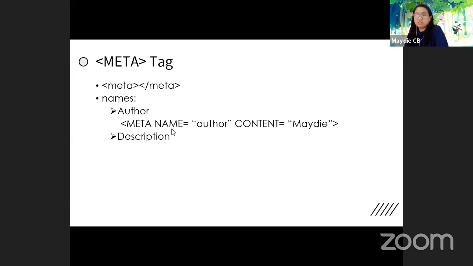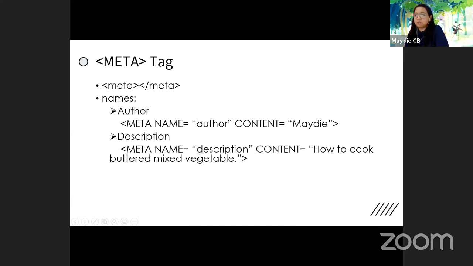And then we have the description attribute or name. So here's the example HTML statement. The content: how to cook buttered mixed vegetable. So for example, if the user searches how to cook buttered mixed vegetable, my web page will be one of the choices for them to open.